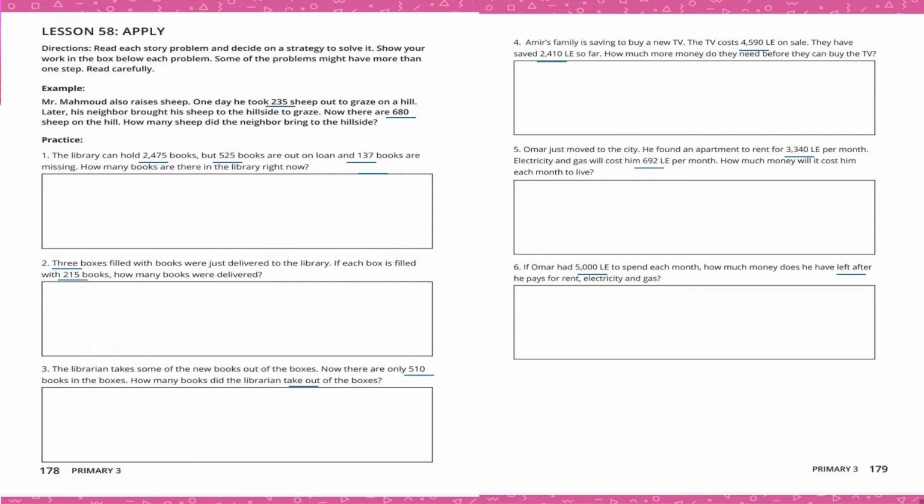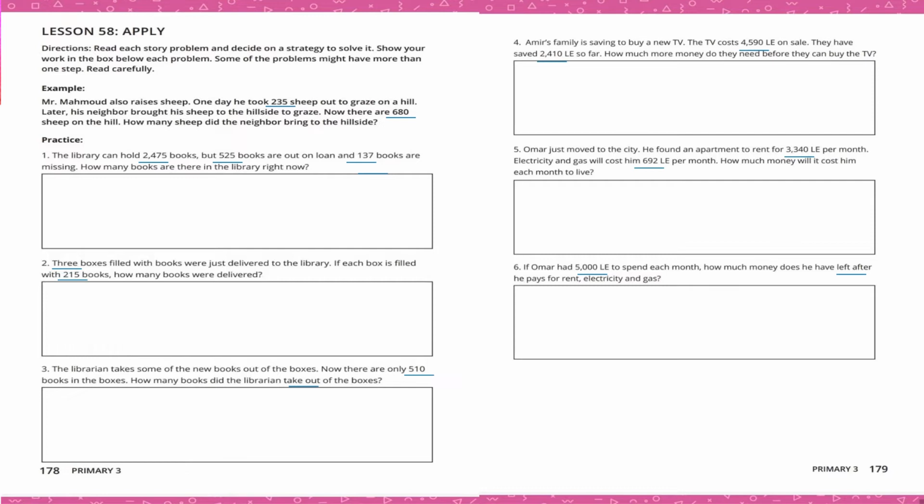Here we have two numbers. 235 is the number of sheep of Mr. Mahmoud, and 680 is the total of both Mr. Mahmoud's and his neighbor's sheep. What shall we do to get the number of sheep of the neighbor? When I say 2 plus what equals 5? To get the missing number here, you should make subtraction. 5 minus 2 equals 3. So, the missing number here is 3.